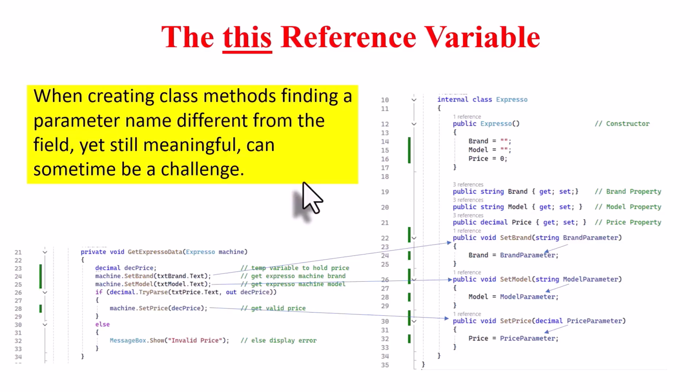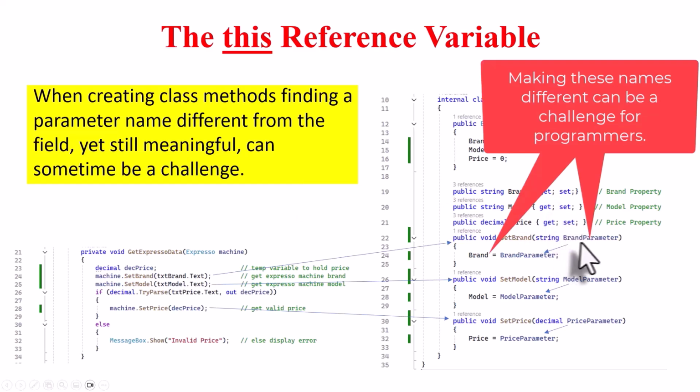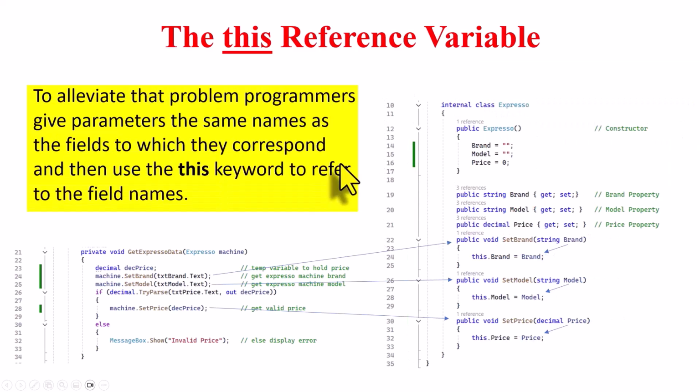When creating class methods, finding a parameter name different from the field, yet still meaningful, can sometimes be a challenge. Here we've got brand parameter, model parameter, price parameter. We're moving it into the model piece right in here. And that works. It's no problem. We've changed our get Expresso data to use the set brand, set model, and set price to bring these things in. And then we actually move it into the brand, model, and price, which are reflected in the constructor. We can go a little further than that and make it simpler by using the same name.